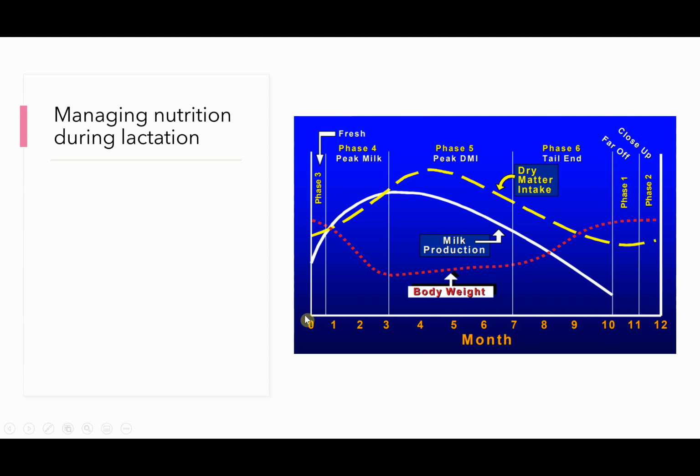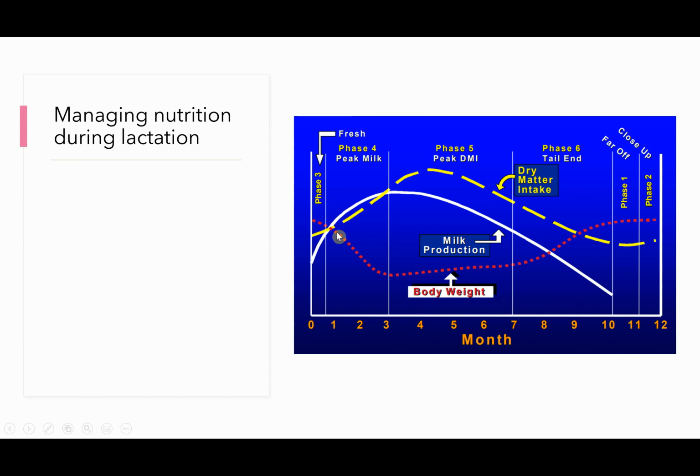So parturition occurs at month 0. Then we have this phase 3. Phase 4 is where milk production peaks, and then phase 5 is where the dry matter intake will peak. Finally, phase 6, which is tail end, dry matter intake and milk production are both decreasing rather rapidly.